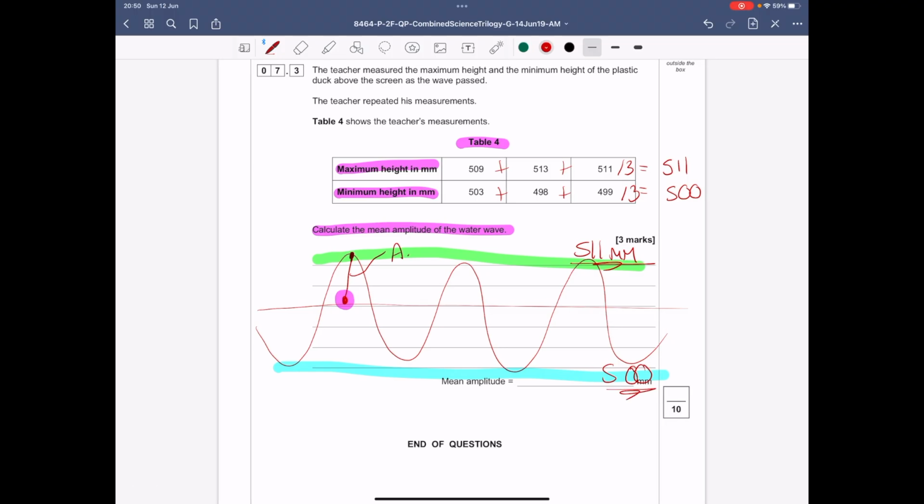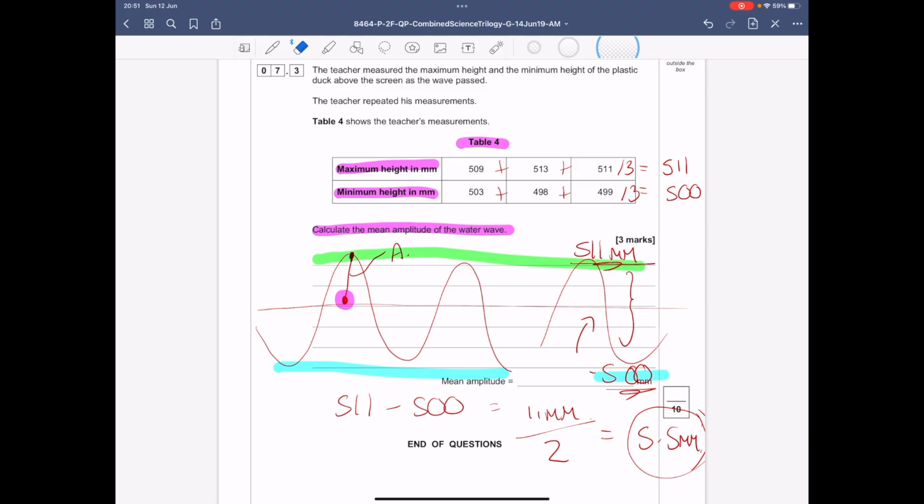So the amplitude is going to be the midpoint of these two parts. For the difference, 511 minus 500 gives you 11 millimeters. That is our difference, and we want to divide it by 2 because you want the midpoint, which is 5.5 millimeters. Therefore, our amplitude is simply 5.5 millimeters, and that would be our final answer, and that would give us the 3 marks.